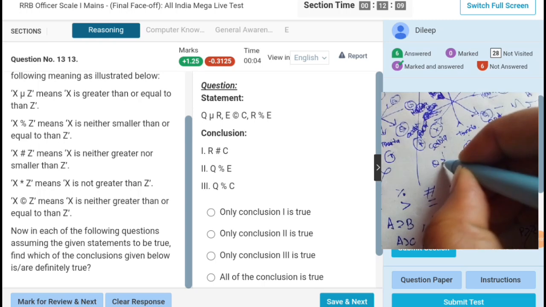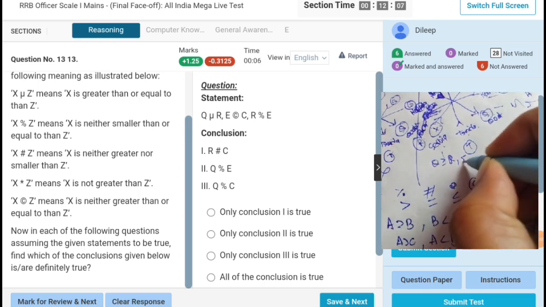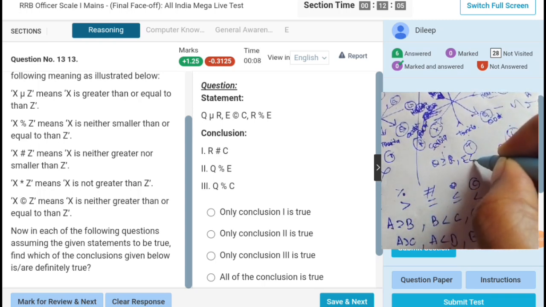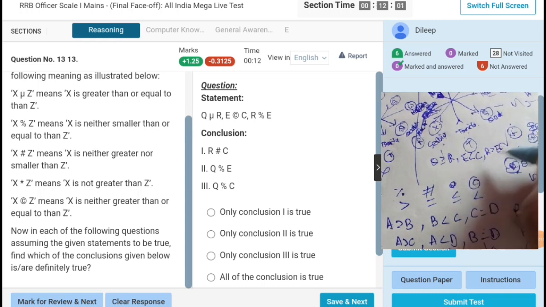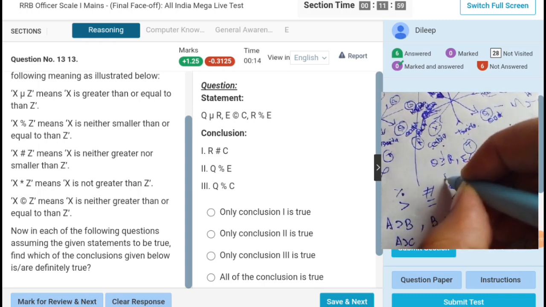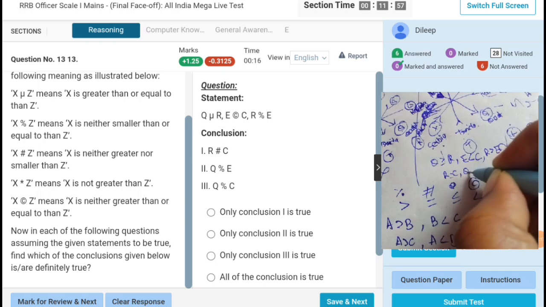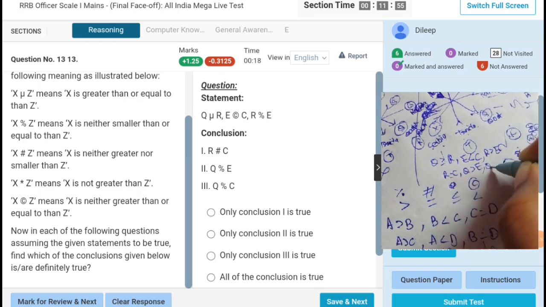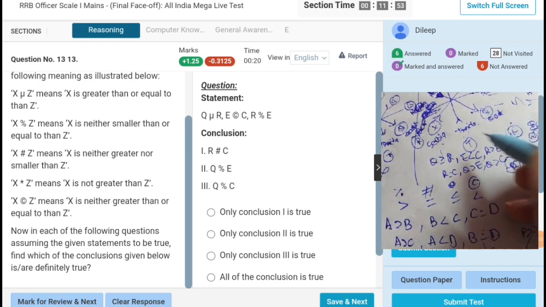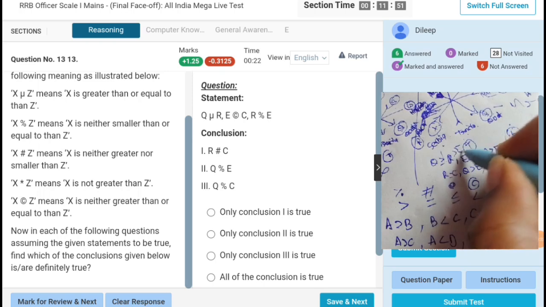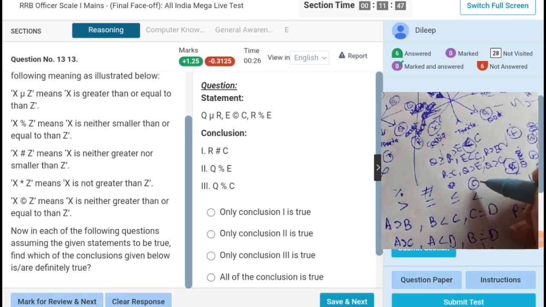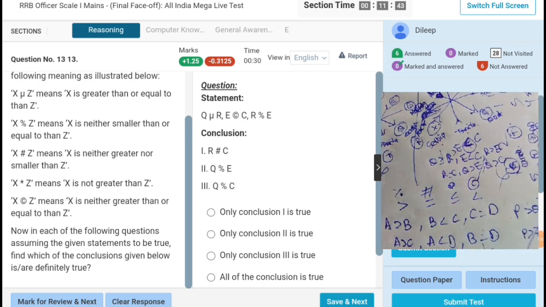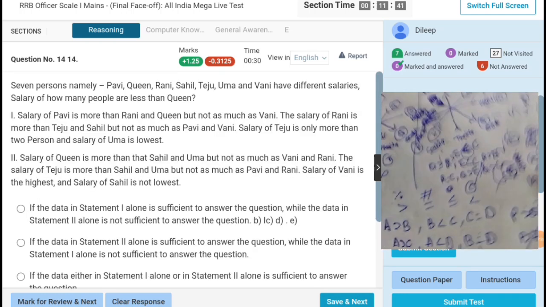Q greater than or equal to E, E less than C or greater than or equal to C, Q greater than E. Q greater than C. Only two follows. Next one.